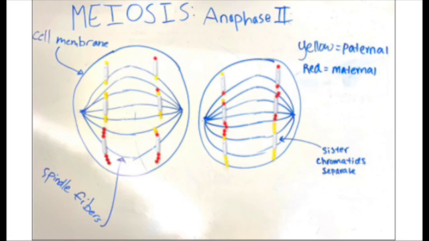After metaphase 2, the next phase is anaphase 2. In anaphase 2 of meiosis, the sister chromatids separate and move to the opposite sides of the cell. The sister chromatids migrate along the spindle fibers into the opposite poles of the cell. Anaphase 2 is important because the sister chromatids finally separate, which will lead to 4 haploid daughter cells.